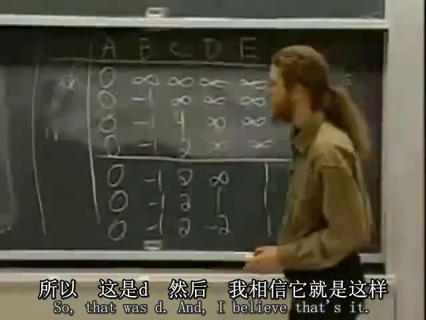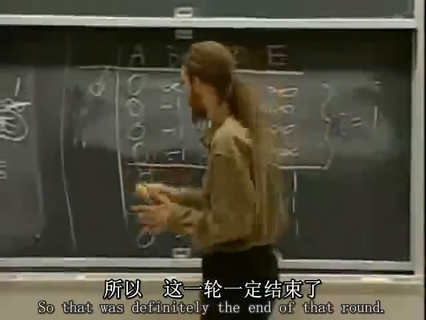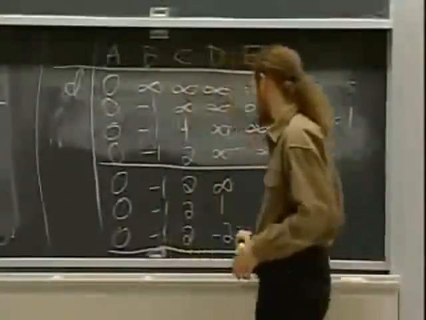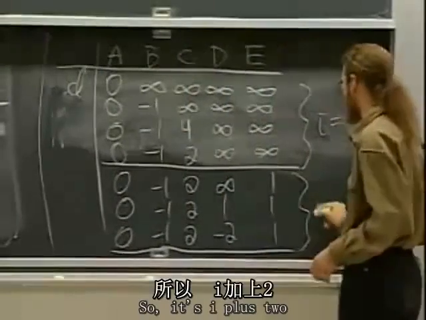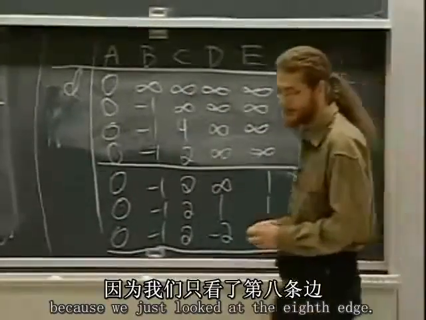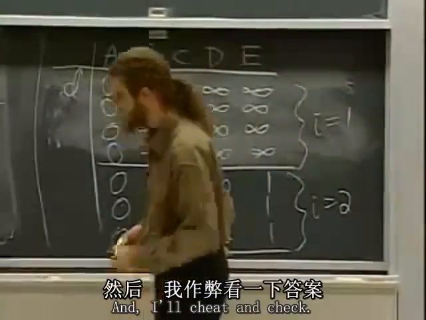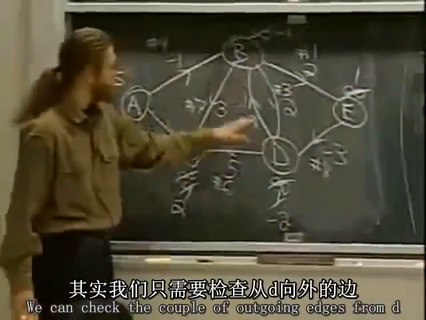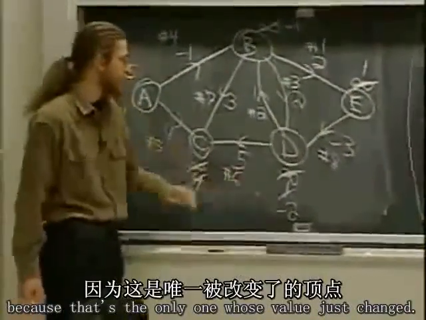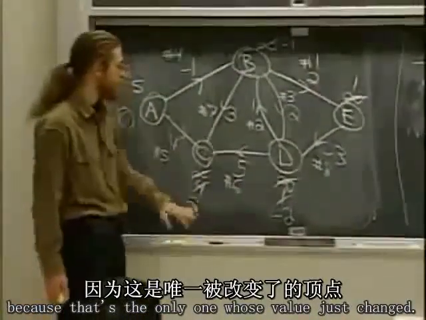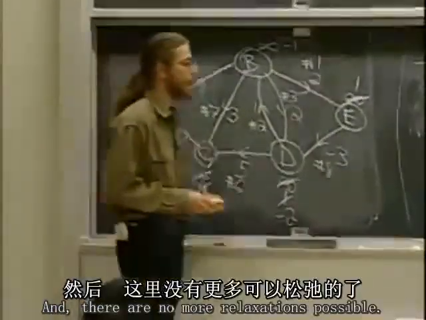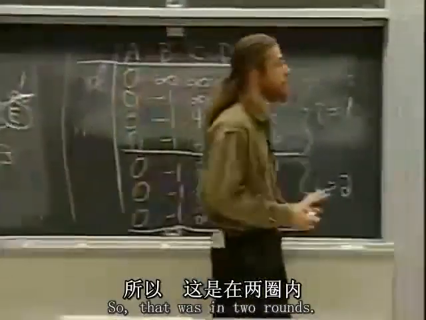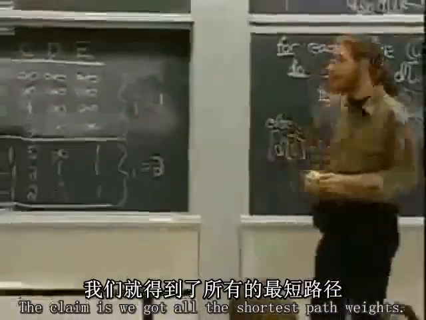And I believe that's it. So that was definitely the end of that round. So it's I equals 2, because we just looked at the 8th edge. And I'll cheat and check. Indeed, that is the last thing that happens. We can check the couple of outgoing edges from D, because that's the only one whose value just changed. And there are no more relaxations possible. So that was in 2 rounds. Claim is we got all the shortest path weights.